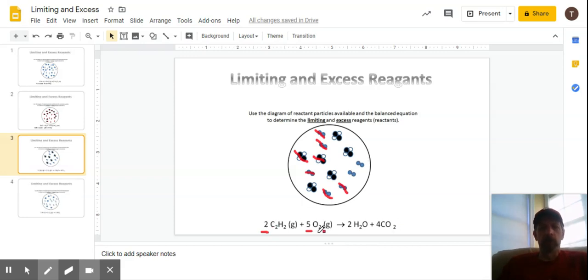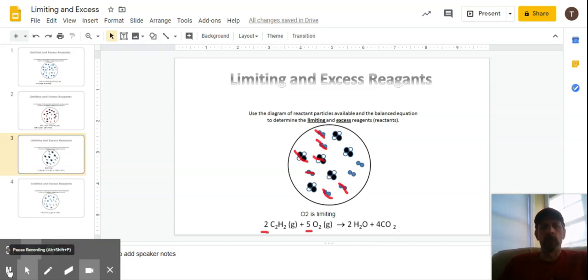It appears we have 2 acetylene molecules left over, actually a total of 4. 1, 2, 3, 4, but only 2 oxygen. We would need 5 oxygen molecules to proceed. Therefore, I think it best to describe oxygen as limiting in this case. If we call oxygen limiting, then we would assume acetylene would be our excess. Again, you'll see near the bottom of the screen that I've identified O2, or oxygen, as limiting.